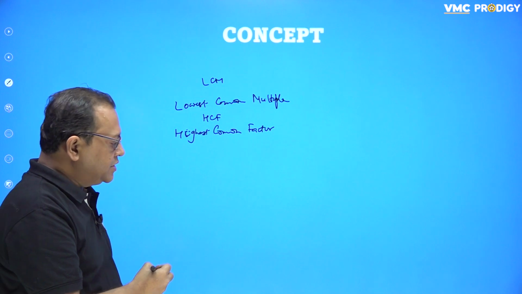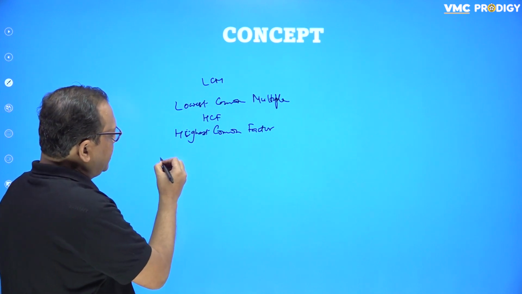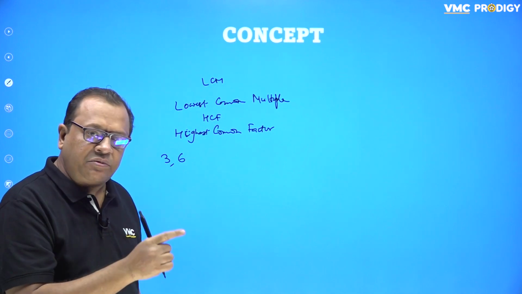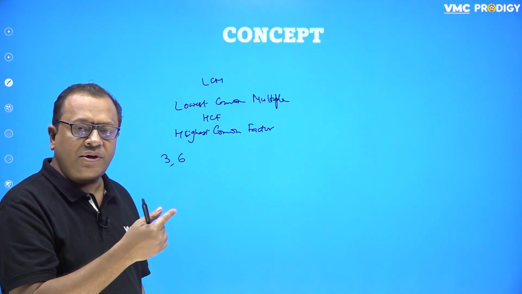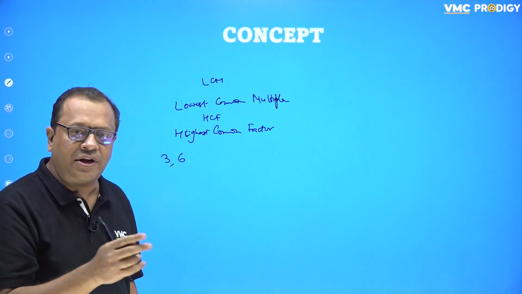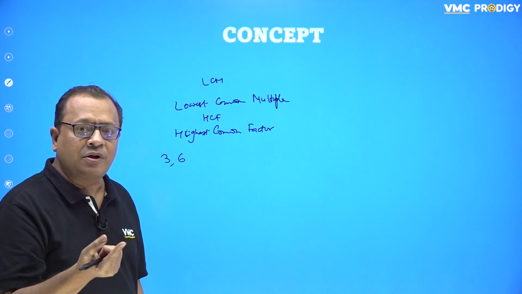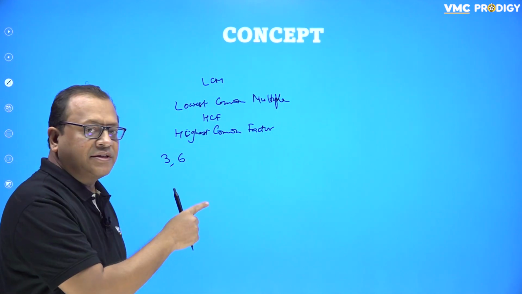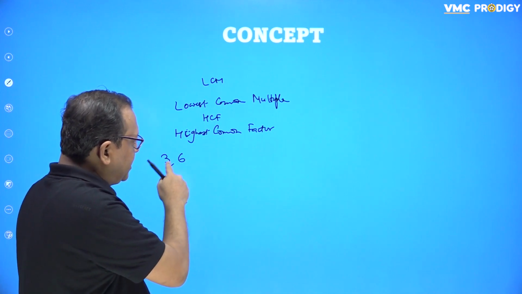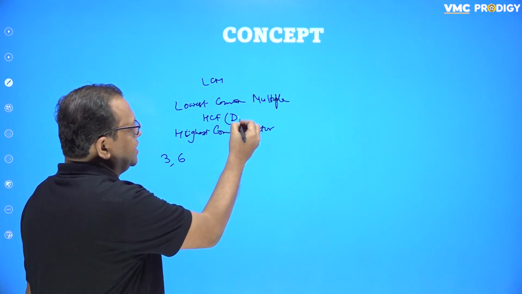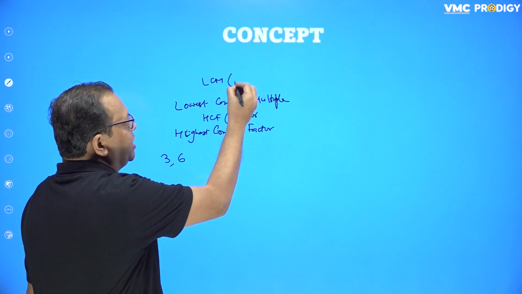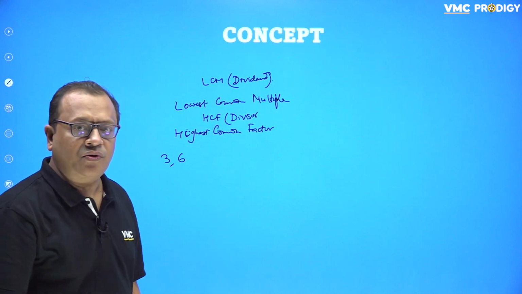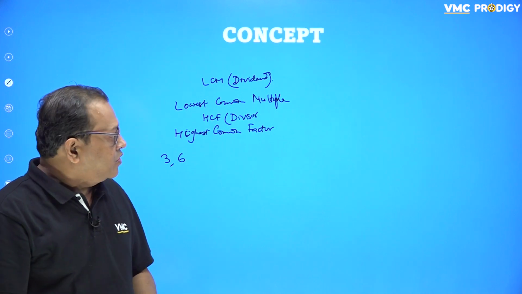Which means if I am to find the LCM of say 3 and 6, I need to find the lowest number which is divisible by both 3 and 6. And the lowest such number is 6, because 6 is divisible by 3 and 6 is divisible by 6. What do you mean by highest common factor? It is the highest number which divides 3 and 6. So in case of highest common factor, I need to find the divisor, and in case of the lowest common multiple, I need to find the dividend. This we need to know. So these are the two things.